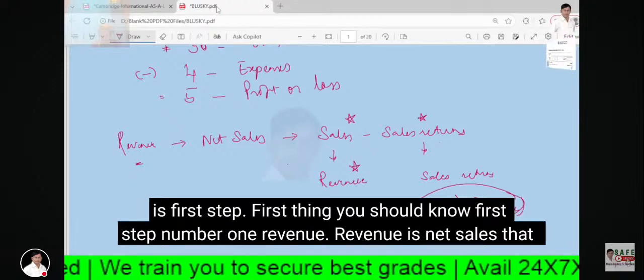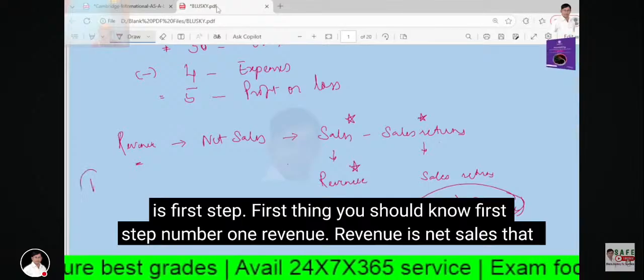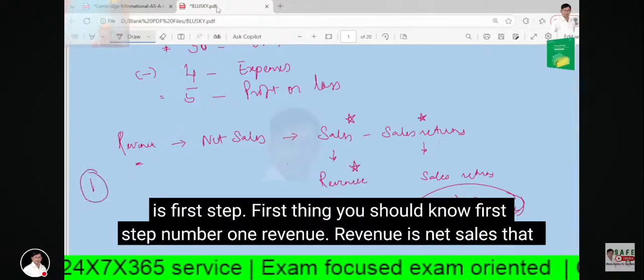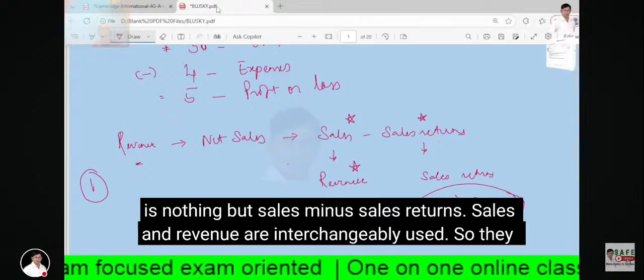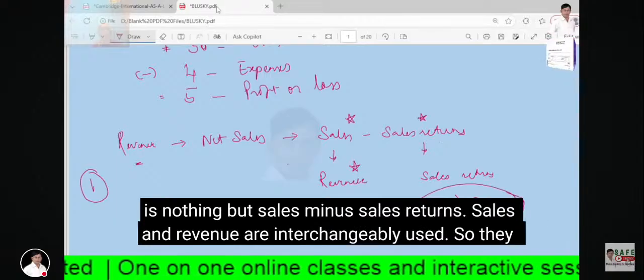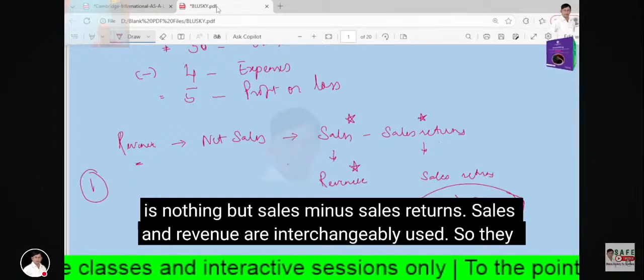So this is the first step, the first thing you should know. Step number one: revenue. Revenue is net sales, that is nothing but sales minus sales returns. Sales and revenue are used interchangeably.